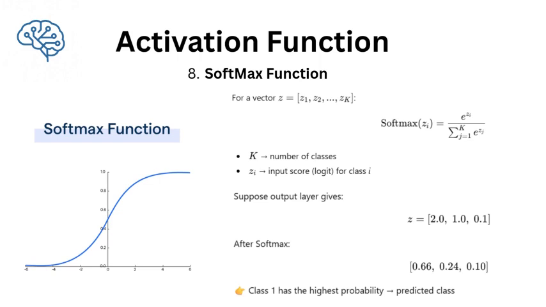Let us understand softmax with a simple example. Suppose the output layer gives z equal to 2, 1 and 0.1. After applying softmax, we get 0.66, 0.24, 0.10. Here, class 1 has the highest probability, so it becomes the predicted class. This is how softmax helps the neural network make a multi-class decision. To summarize, ReLU and its variants are used in hidden layers, while softmax is used in the output layer for classification.